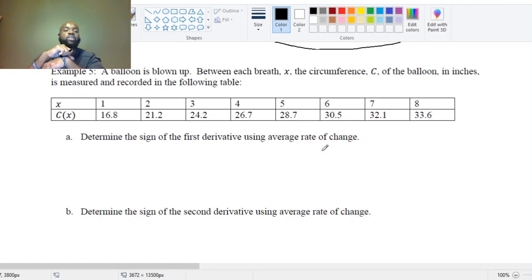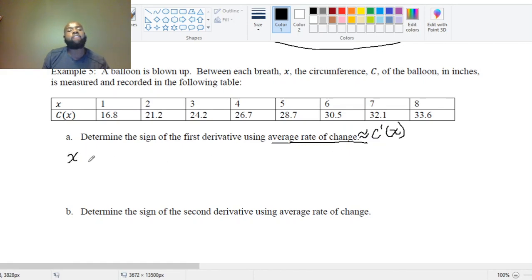The output values go from 16.8 to 21.2 to 24.2, all the way up to 33.6. It goes up every time. So we know that the sign of the first derivative is positive, right? But you can also use your average rate of change to give you an estimate for your derivative when you're given a table of values, right?